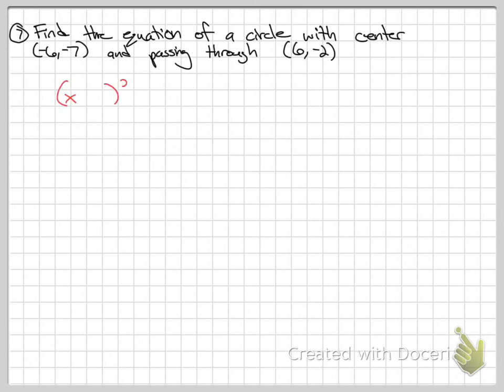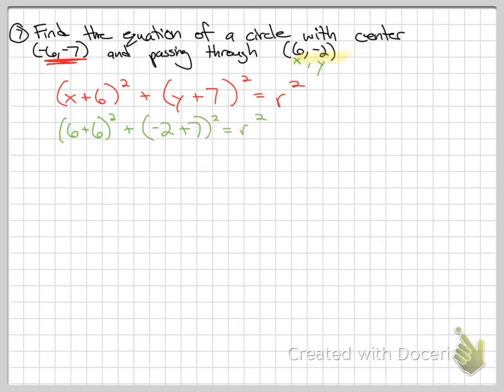So generic equation of a circle. They give you the center, so plug it in. And then they give you another point. So I know an x value and a y value, and I can solve for r, or r squared. So x is 6. Coincidentally, it says plus 6. Y is -2. And I'm trying to find what r squared equals.